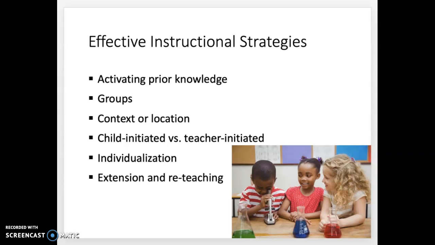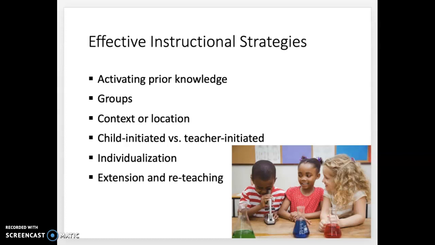Is the context a small group, a large group, individualized? Is it centers? Is it based at their desks? What is the context and what is our grouping situation? Both of those need to be thought about, and small group, whole group, one-on-one, in the classroom, outside the classroom, those have all been found to be effective instructional strategies. We need to match them with our objectives and our standards. What is appropriate for a specific lesson?